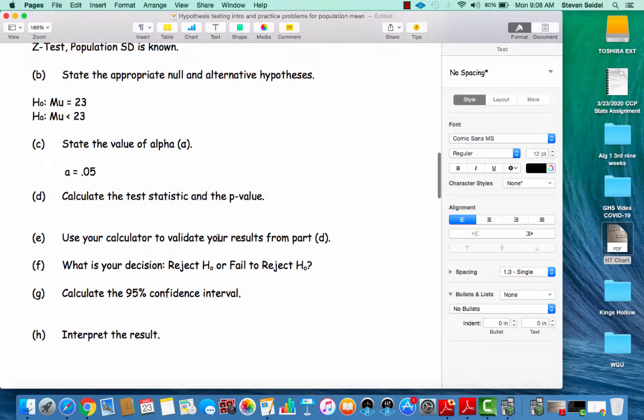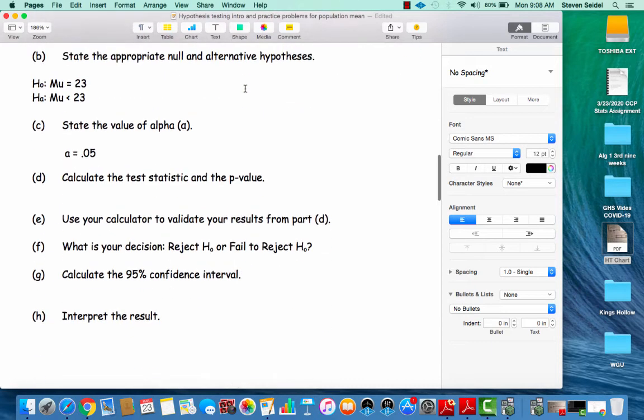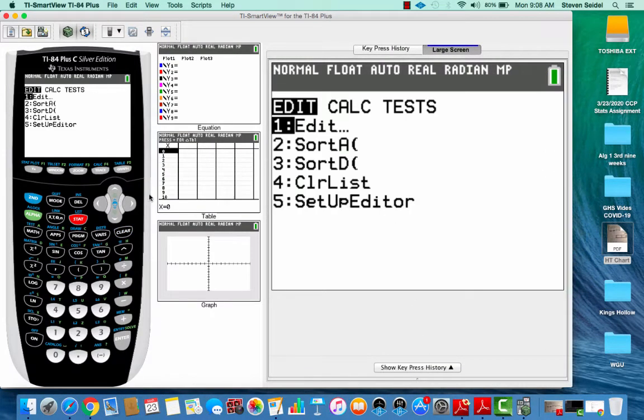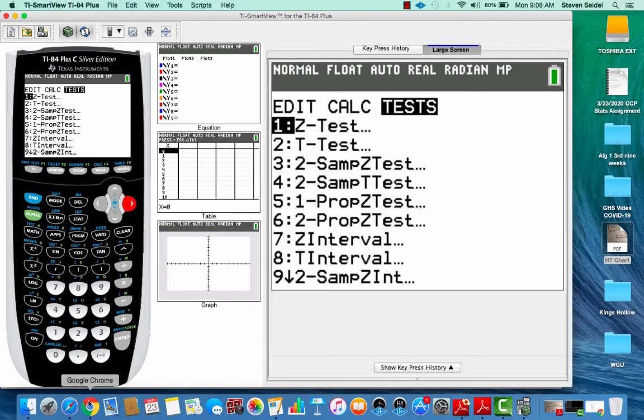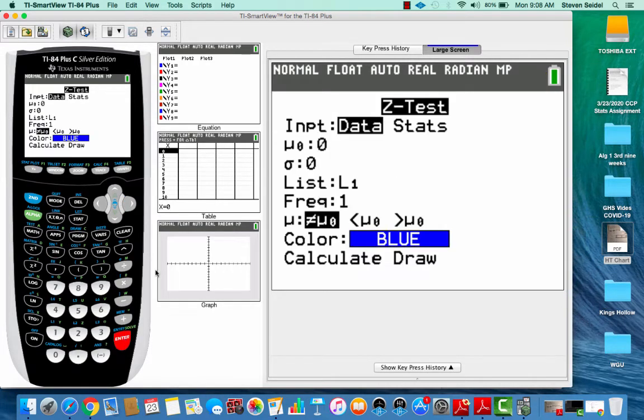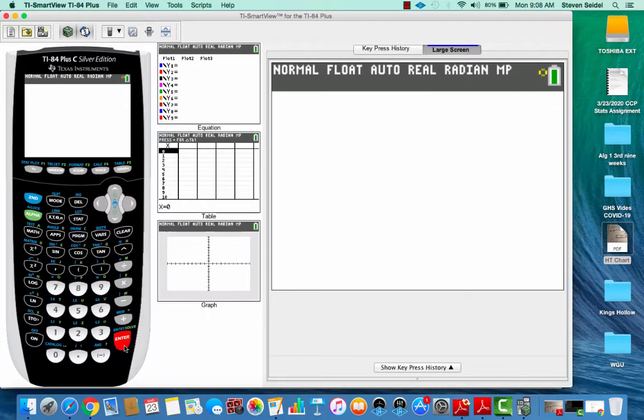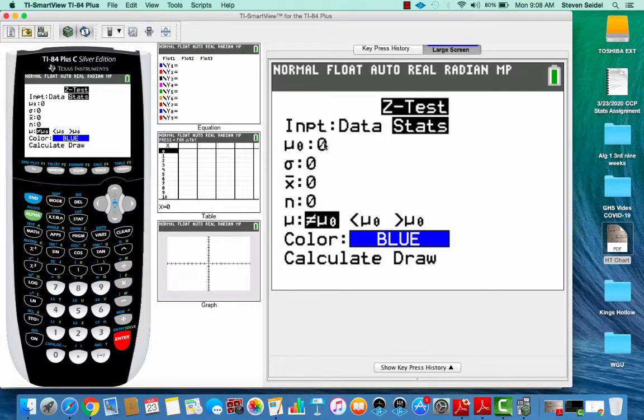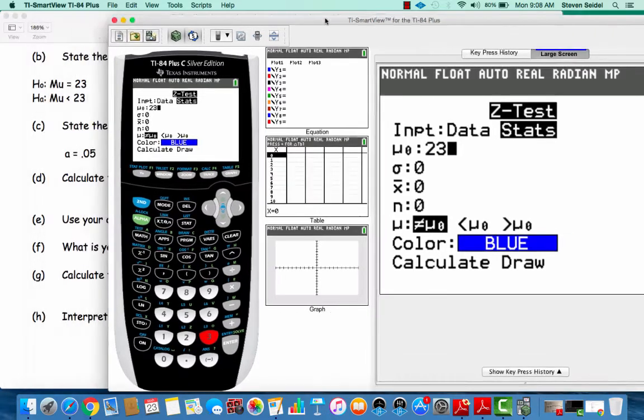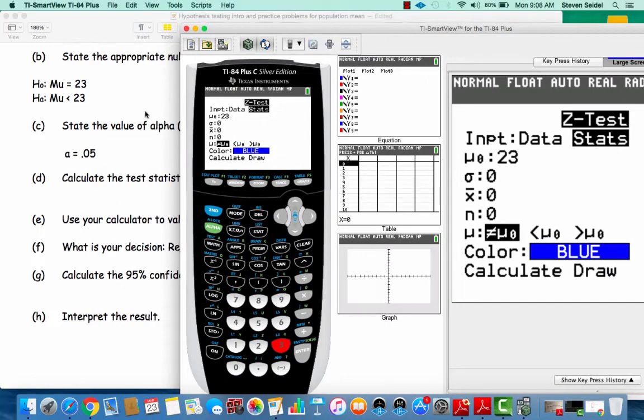The next thing, I know I said quick and I'm not. It's Monday. So we're going to calculate the test statistic and p-value. We'll go into our graphing calculator. We're running a Z-test, and there's our Z-test right there. We didn't enter data, we do have stats though. So we're testing mu to be 23. We know the population standard deviation.